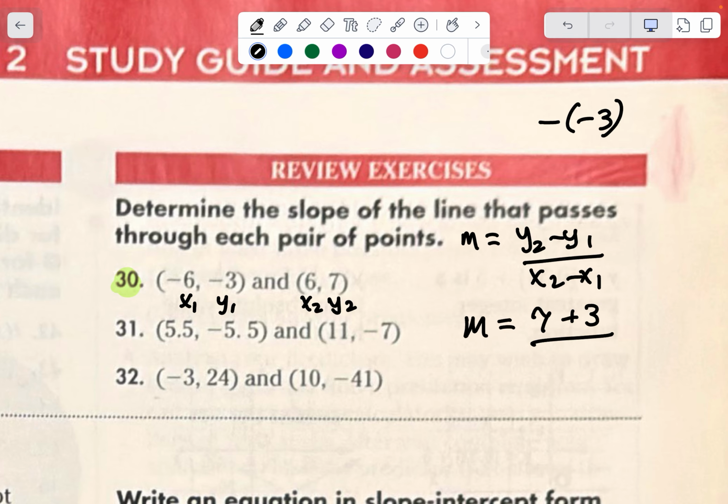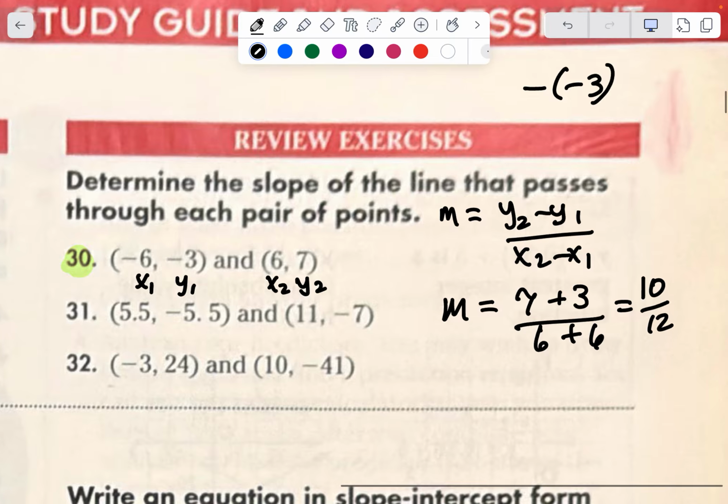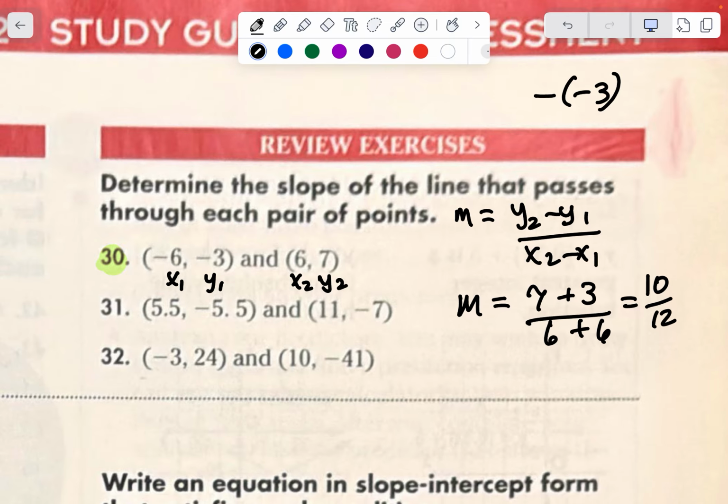And then x2 minus x1. And then just add up the top, add up the bottom. And then always ask yourself, can I reduce that at all? 10 and 12 are both divisible by 2. So just divide the top by 2, divide the bottom by 2, and leave your slope in fraction form. Decimals are not helpful when it comes to slope. Fractions are important, okay? Everybody good with the slope equation?